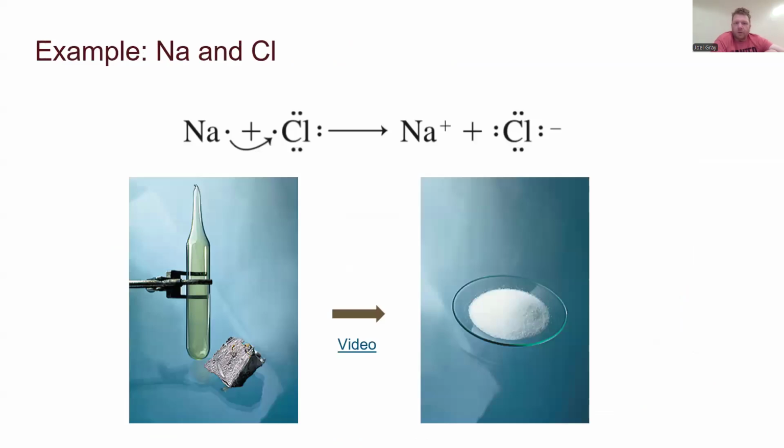Now, here's the example that we looked at: sodium and chlorine. If you remember, we talked about sodium and chlorine early on in the semester. Sodium is highly reactive in water. Chlorine is a gas and is potentially fatal to people. Sodium chloride, by contrast, you put that on food and it makes it taste better. In order for NaCl to form, sodium loses an electron. Chlorine gains an electron.